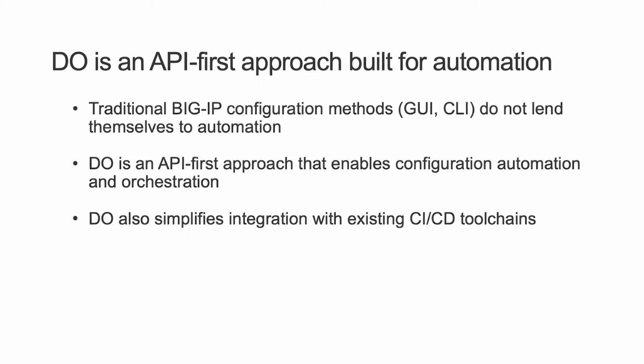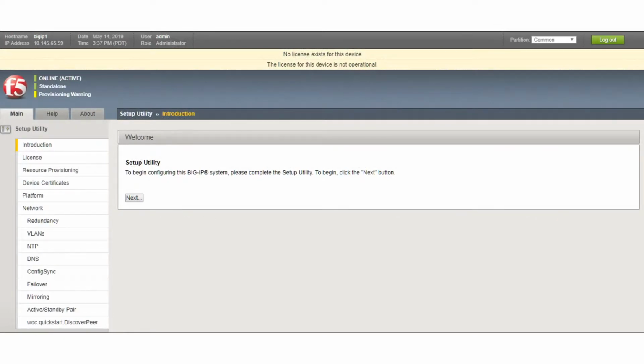Now let's take a look at DO in action. First, here's our brand new BIG-IP. We've already installed DO. See the documentation for instructions. But otherwise, it only has a management IP. Notice there's no license, and it has the default hostname.